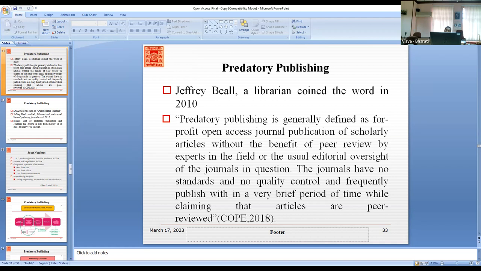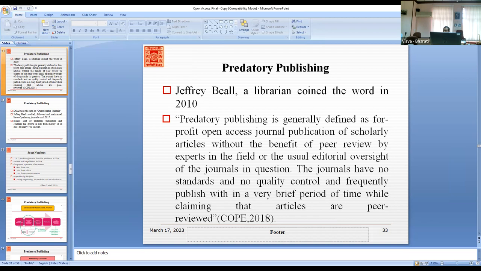This terminology was introduced by the American librarian Jeffrey Bell in 2010. Basically, it is one type of journal. They claim different parameters. They say their journal is a long established journal, but really the journal does not reach that quality. So this type of journal is known as a predatory journal. That is, COPE.